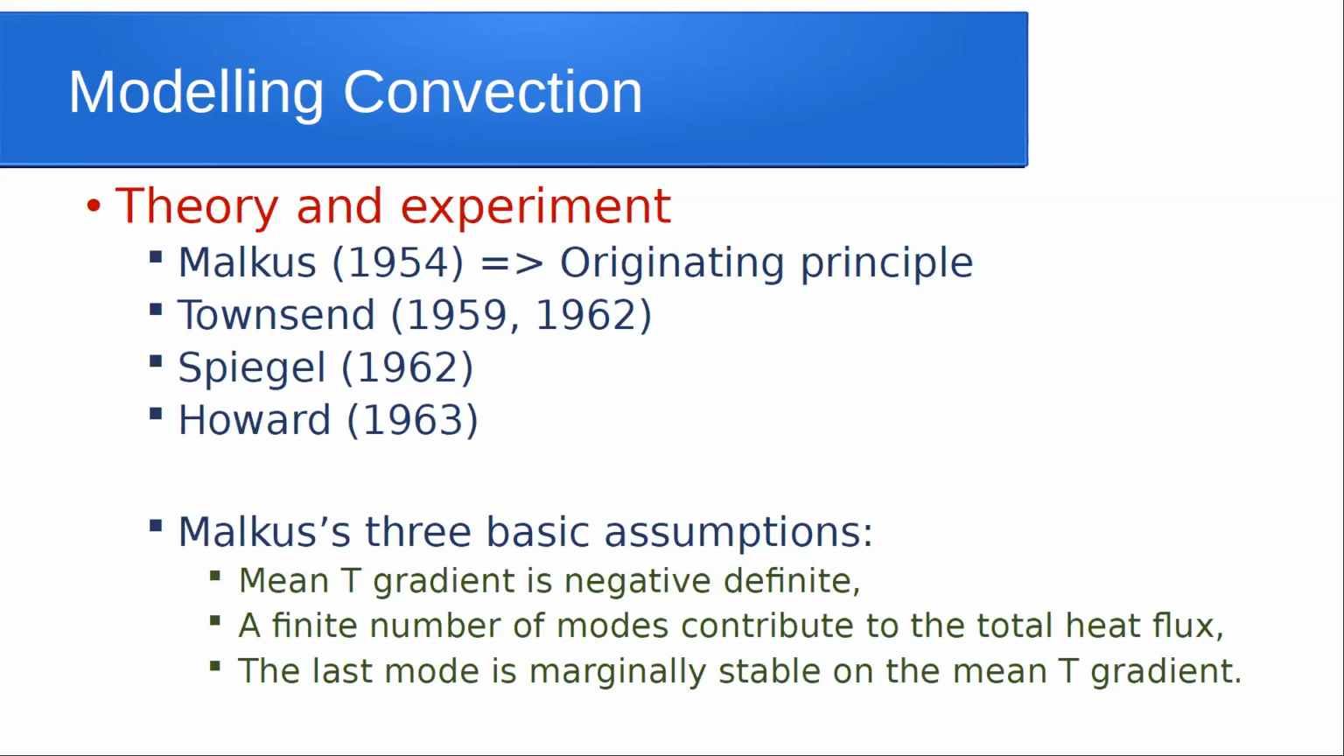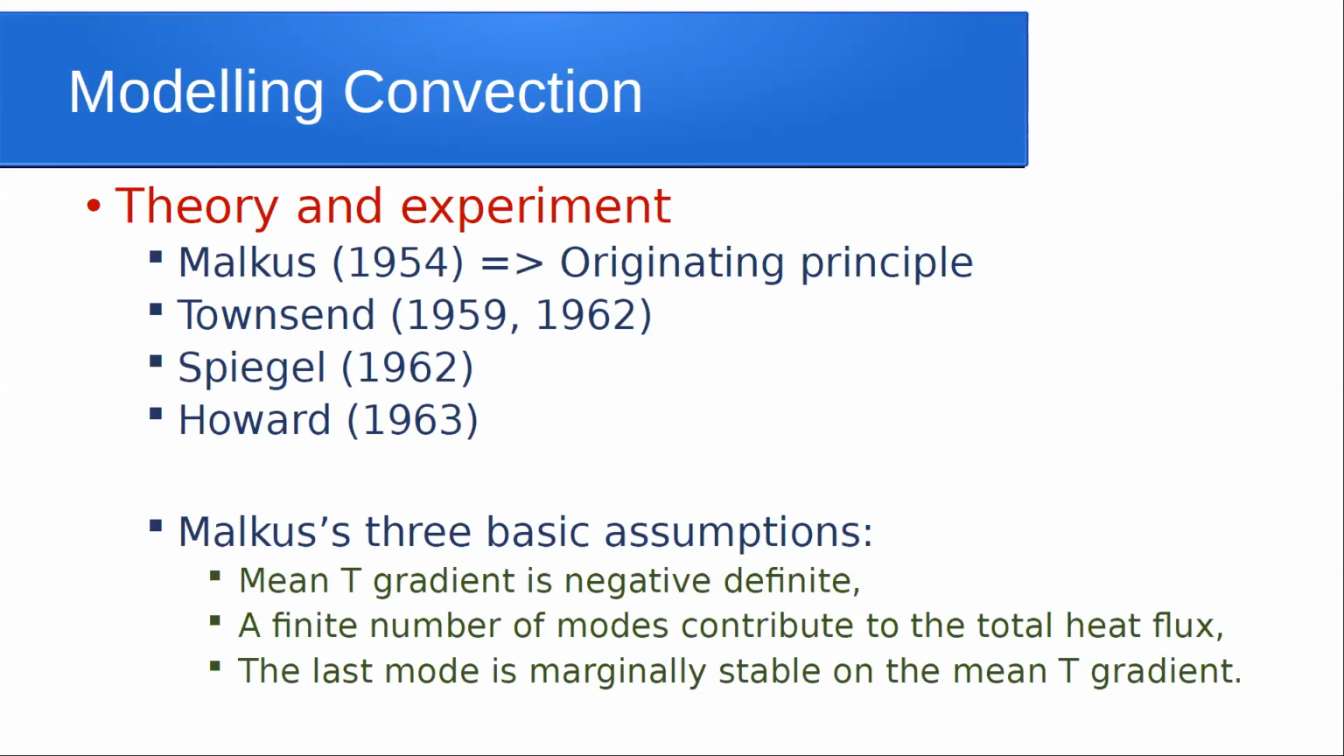So his basic principle is to produce this heat flux. His constraints on the system: one, the mean temperature gradient has to be negative definite. I mean, it's always decreasing. There are no weird bumps in it, which is basically equivalent to saying that you have a very equilibrated system.